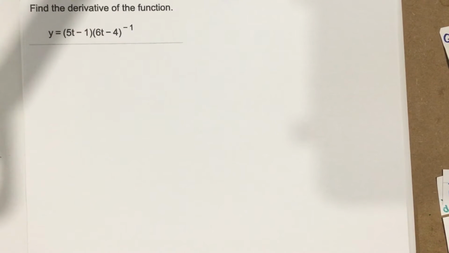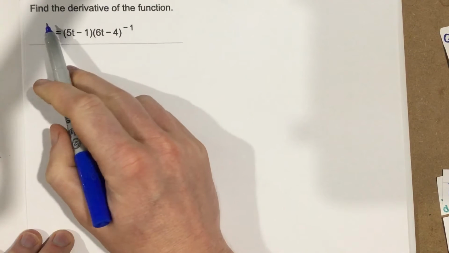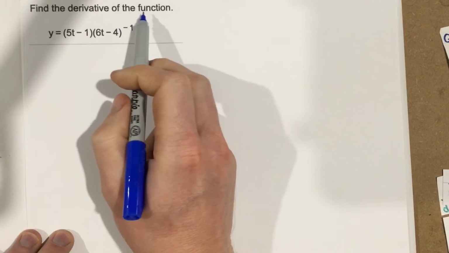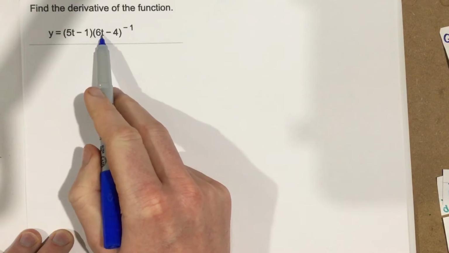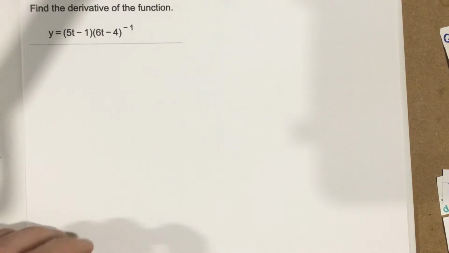This is problem number 6 from section 3.3. In this problem it says find the derivative of the function, and they give you y equals (5t minus 1) times (6t minus 4) to the negative 1 power.